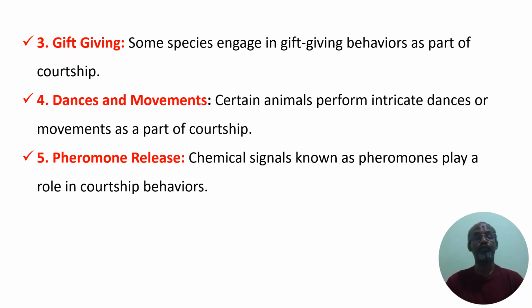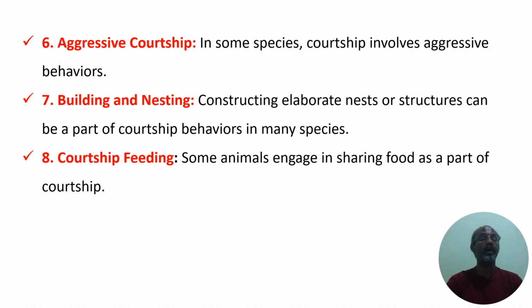The other, dances and movements, gesture. Certain animals perform intricate dances or movements as part of courtship. Yes, pheromone release. These are olfaction. Pheromones are chemicals produced usually in the form of gases, so that the male can smell it and go towards the other partner, the female. These are the ways by which courtship happens, of course, in animals. The other is aggressive courtship. In some species, courtship involves aggressive behaviors, forcefully. Of course, these are very rare, very few.